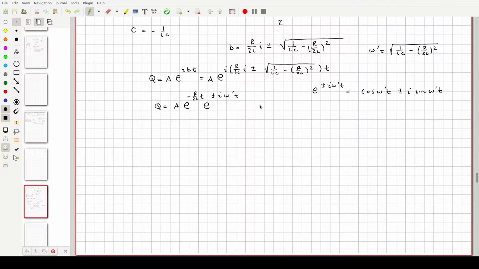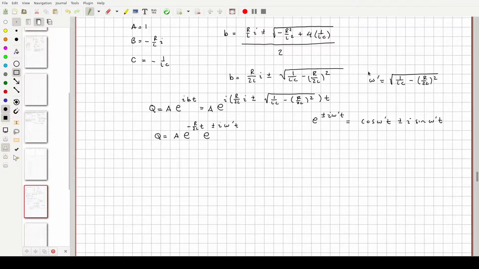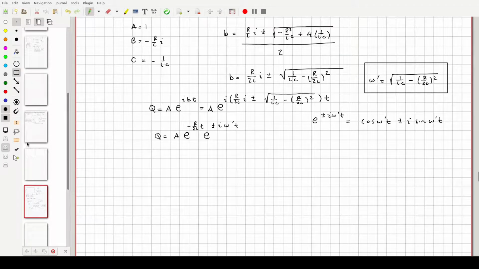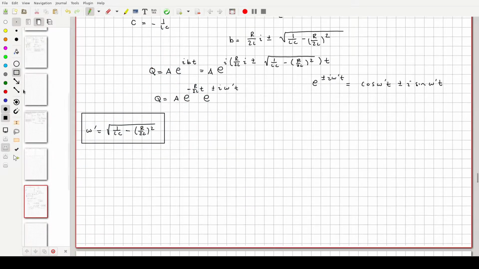Okay. Now, before I do that, what I'd like to point out is the argument here. I'm going to put it here so it's a little bit easier for us to stare it in the face. Because look, L, C, and R are components that we choose to be within our circuit. Okay? So it is possible to choose components so that 1 over LC is bigger than R over 2L squared. In that case, what's under the square root here is going to be a positive thing. And if it's a positive thing, then when you take the square root of it, it's a real number.